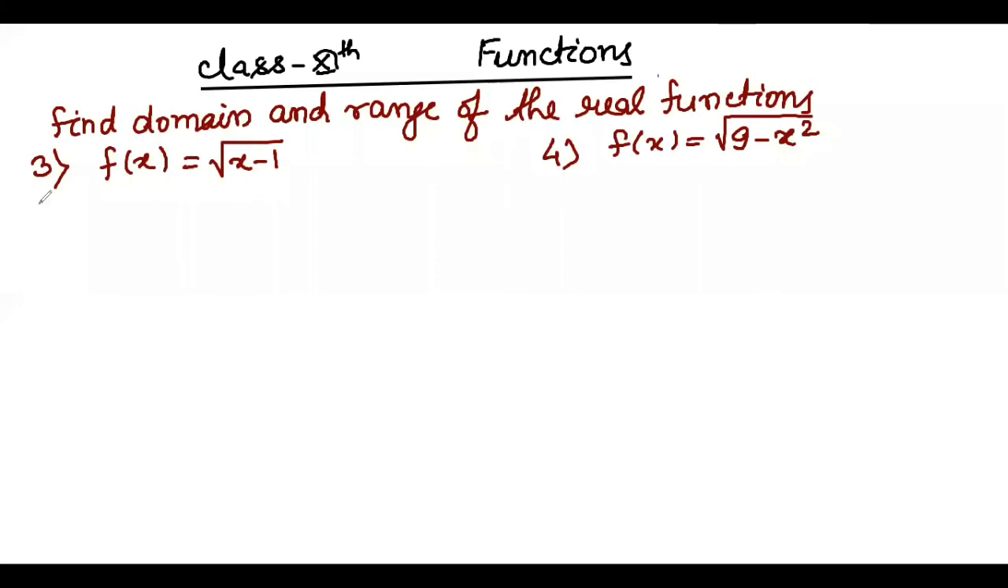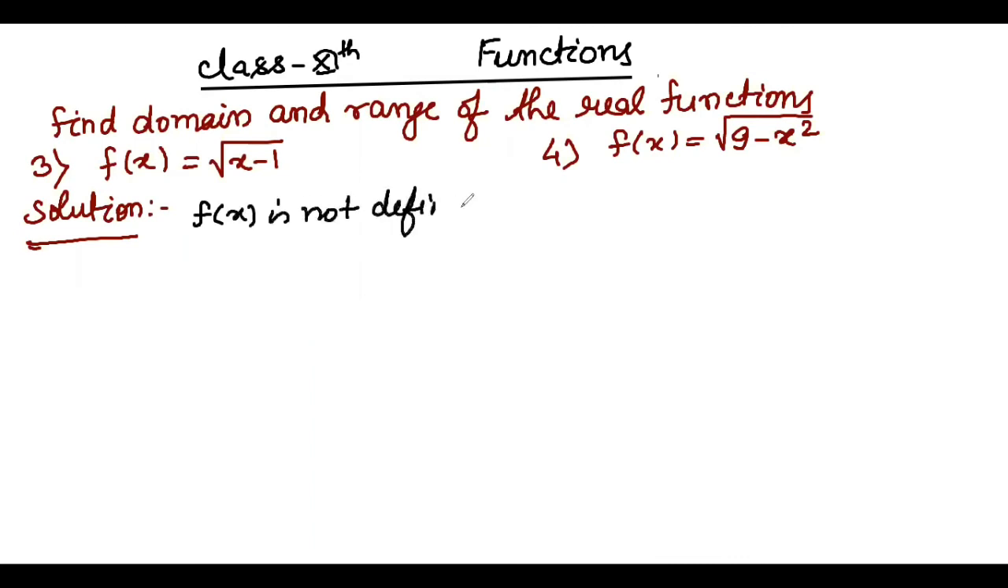Now we will find the domain and range of these types of functions. f(x) I have taken here as root over x minus 1. So the domain value we'll find first of all. So we can write f(x) is not defined when x minus 1 is less than 0. That implies x is less than 1.